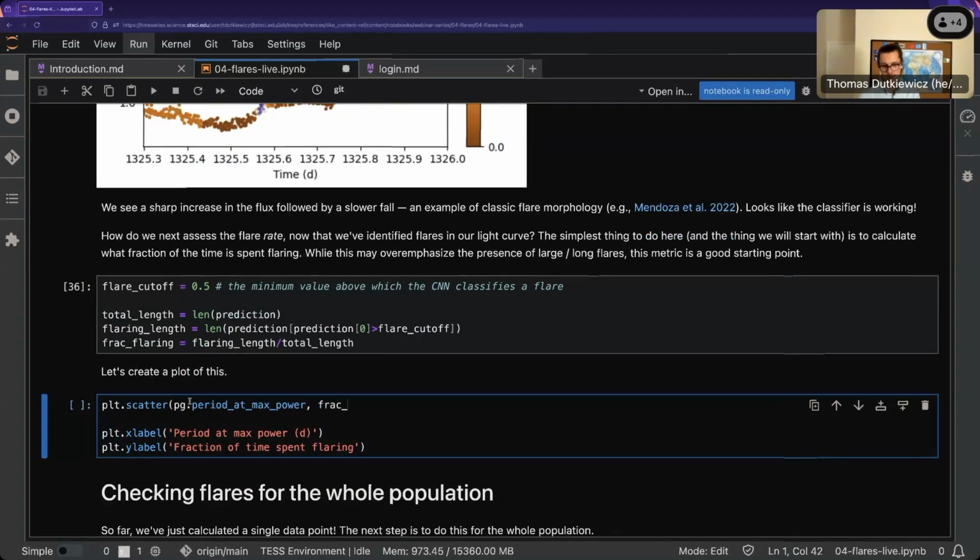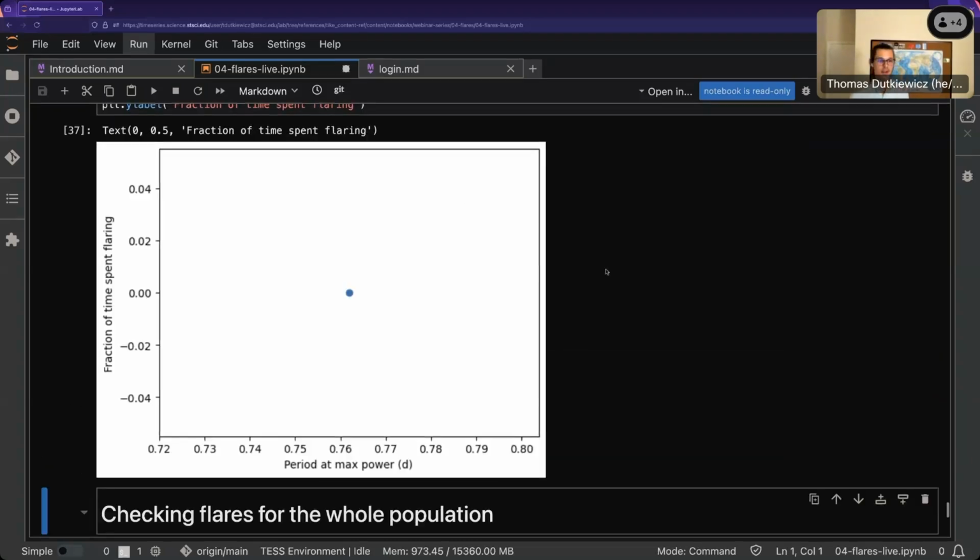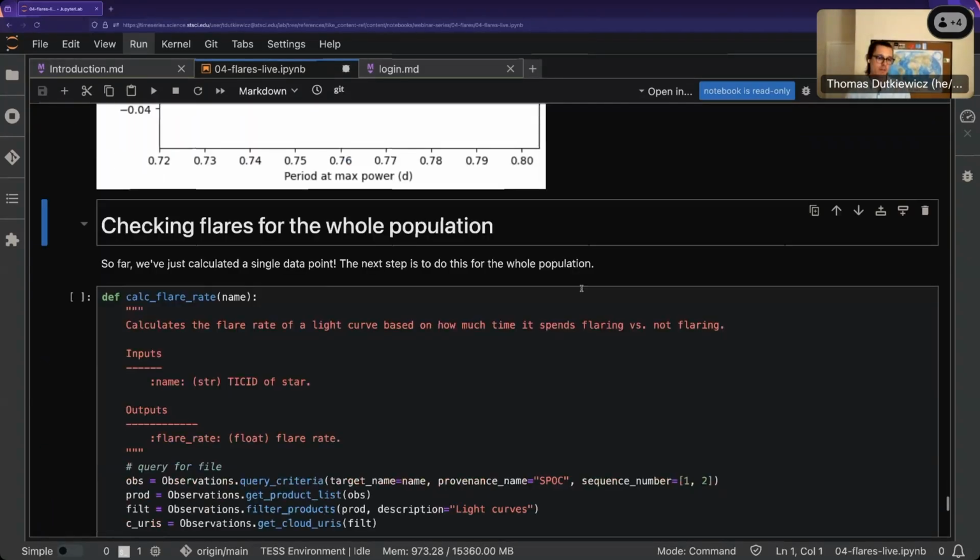And then the fraction flaring. Now, you might be thinking to yourself, this is going to be an unimpressive graph. And you are correct. We have precisely 1 point. So not that interesting, but we can expand this to an entire population.